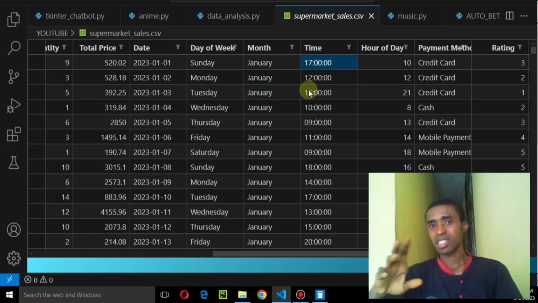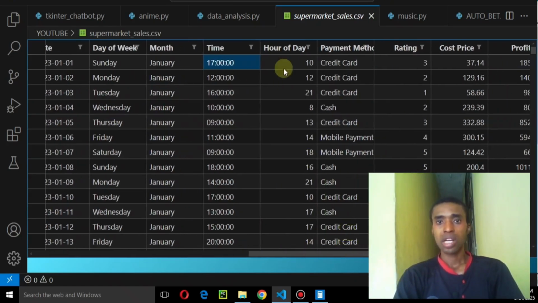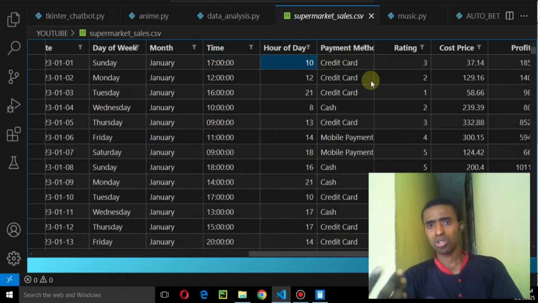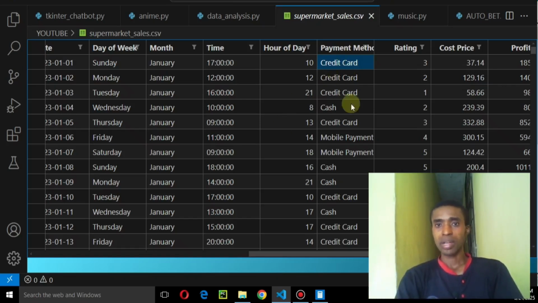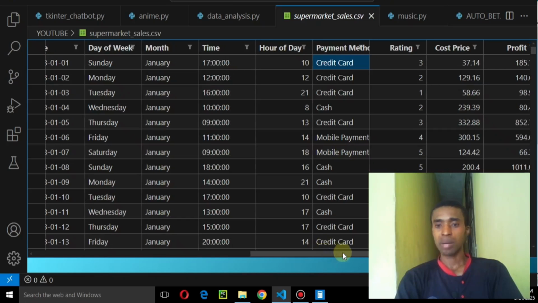It's going to be 17 minus 12, which should give us 5. So this is 5 p.m. on Sunday, January 1st 2023, and the hour of the day was actually 10. And how did you pay? Because if you go to shops in Nigeria, you can make use of your debit card, you can make use of credit card. Even though credit card is rare, I didn't even know why I put credit card instead of debit card, and then maybe transfer, because that's what's commonly happening in Nigeria.